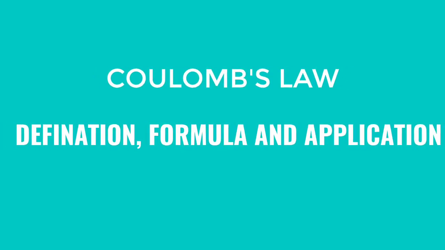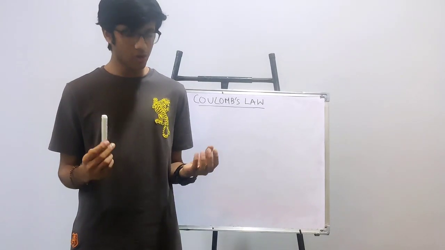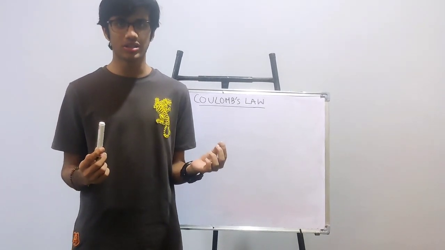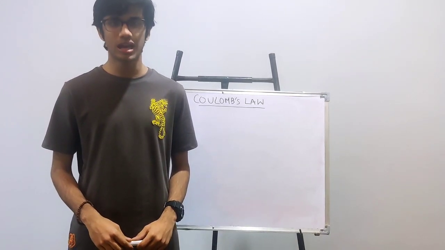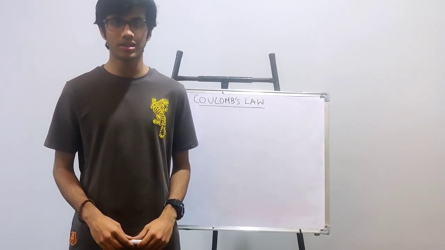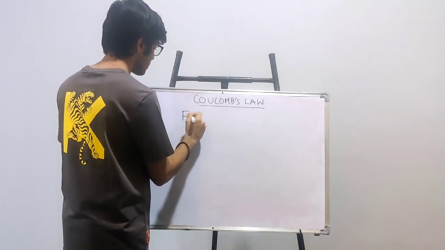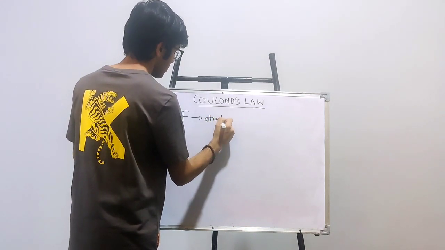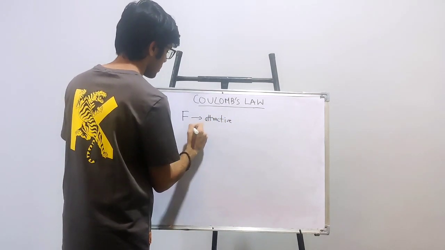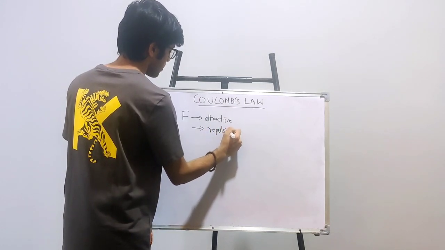Coulomb's law basically states that the force of attraction or repulsion between two point stationary charges is directly proportional to the product of the magnitude of the charges and inversely proportional to the square of the distance between them. So I said that the force can be either attractive or repulsive. And this is quite obvious.